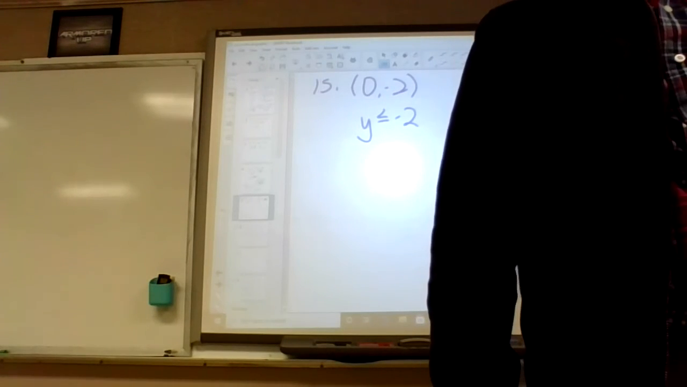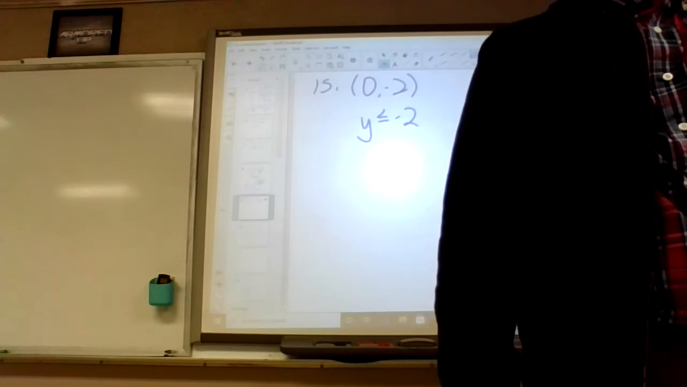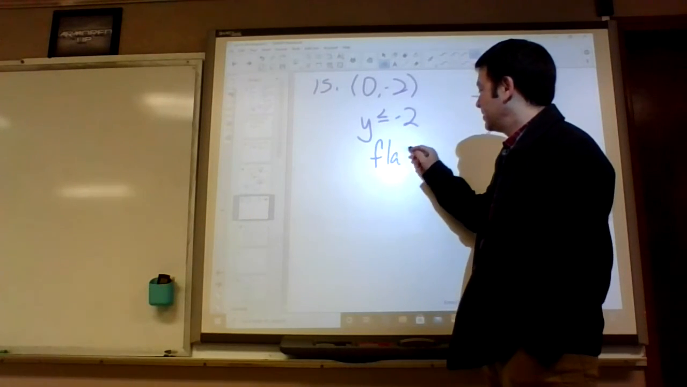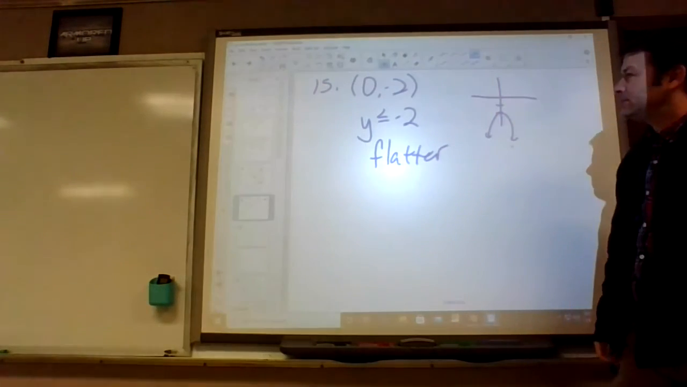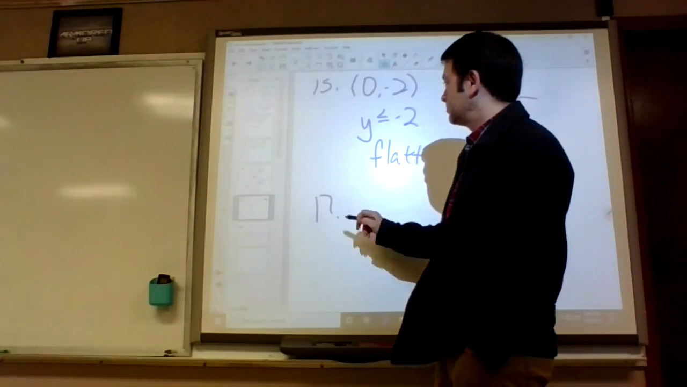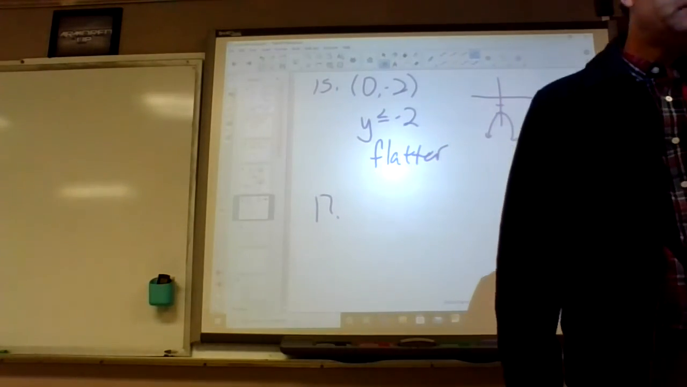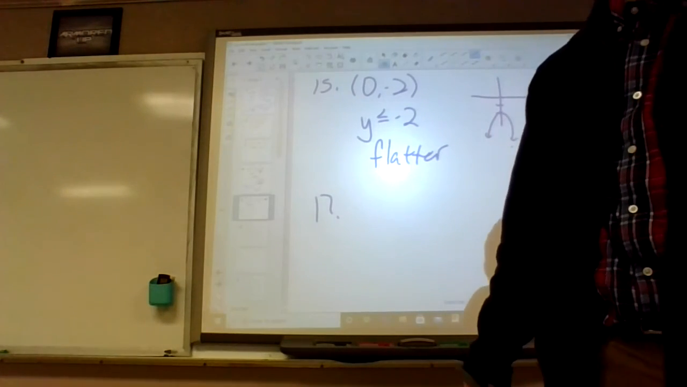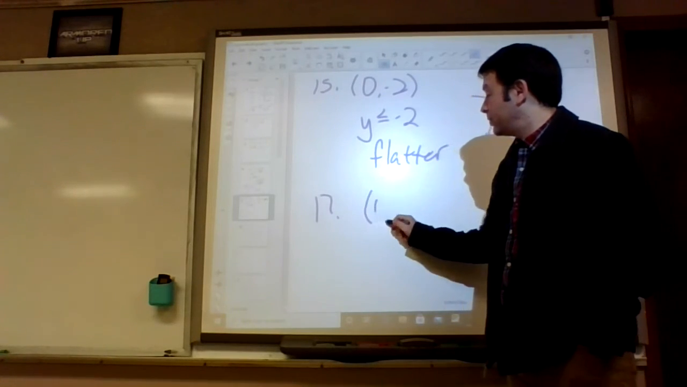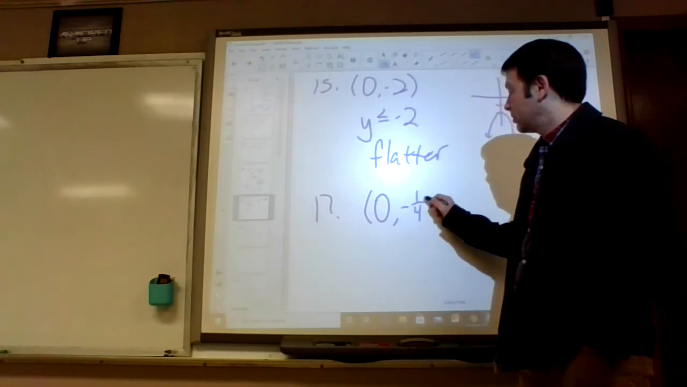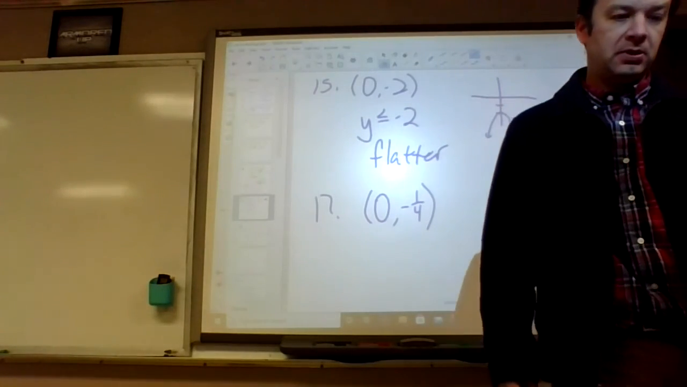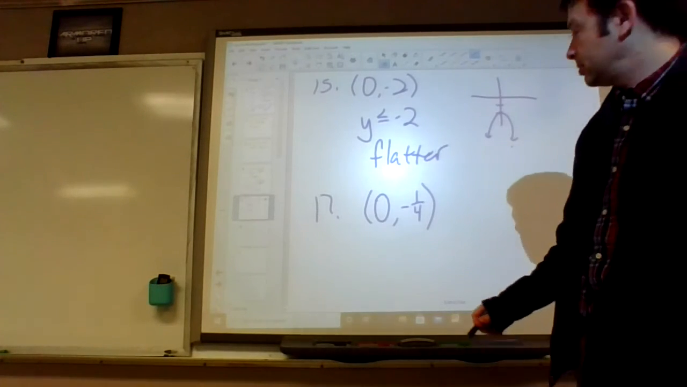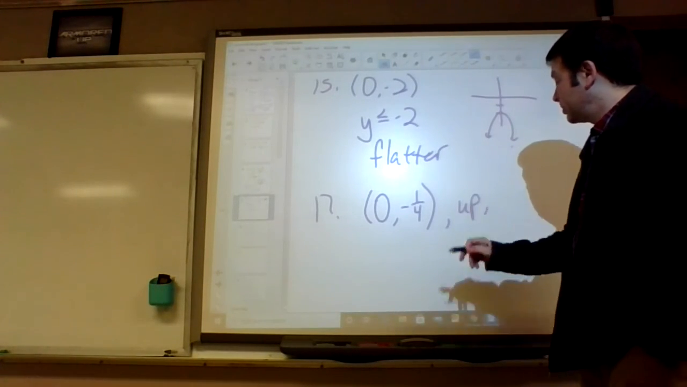Is it flatter or steeper than your normal x squared? Flatter. The 0.4 is less than 1, so it will be flatter. One more. Okay, where is the vertex on number 17? -1/4. Okay, yeah. 0, -1/4. Is it going to open up or down? Wait, did we just do 16? No. It's going to open up.